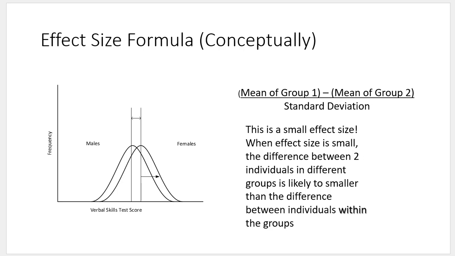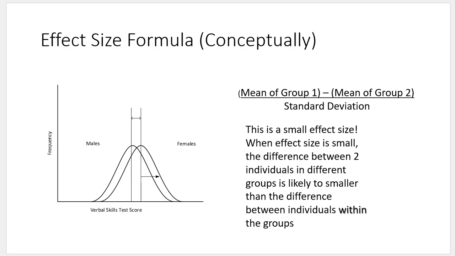Now let's take a different situation. If we do a verbal test score, generally females will be identified as having a slightly higher mean on the verbal skills test. And you can see that there. However, there will be a tremendous overlap between the two groups.